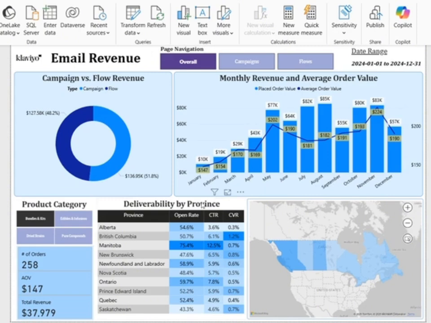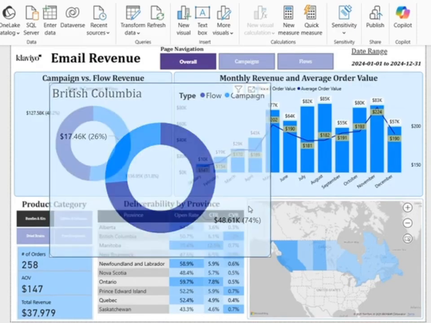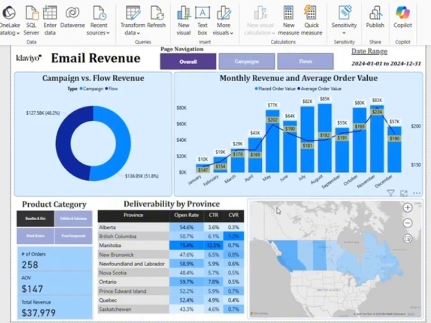We also have here a breakdown of performance in terms of deliverability across the different provinces. This being a Canada-focused brand, we can see how the different provinces perform differently in terms of open rates, click-through rates, and conversion rates. This would help the brand identify where to focus more of their attention in terms of geographic locations and which provinces might need a little bit more attention or a change in strategy.